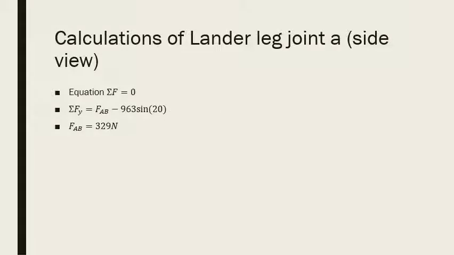The calculations of the lander leg joint A. Again, I used the same equations of equilibrium. Here in the forces of Y, I used the summation of forces of Y is equal to 0, which is equal to force in the AB minus 963 newtons times the sine of 20. And force AB came out to be 329 newtons.